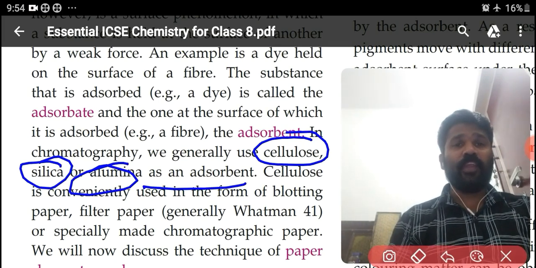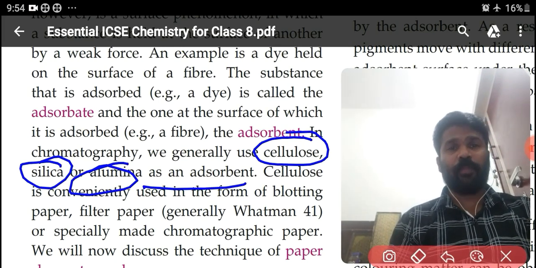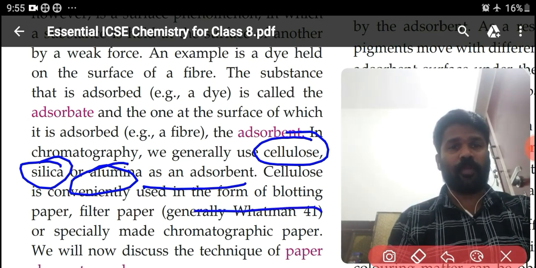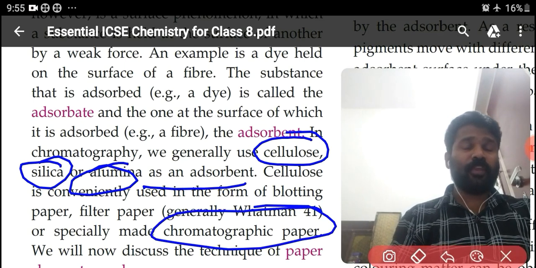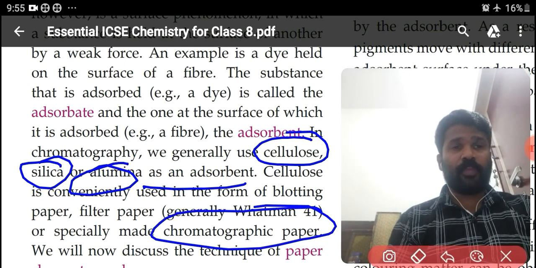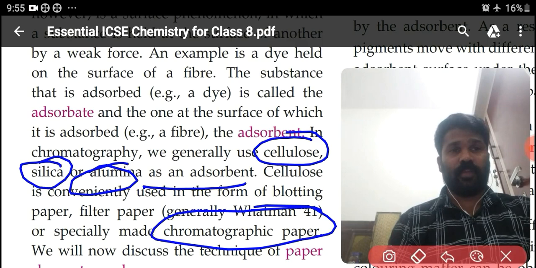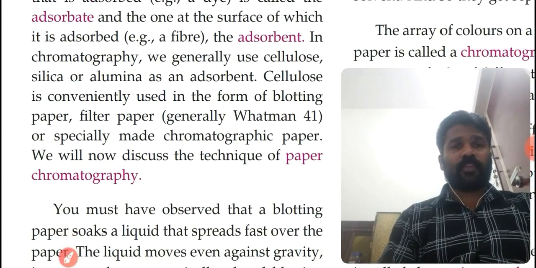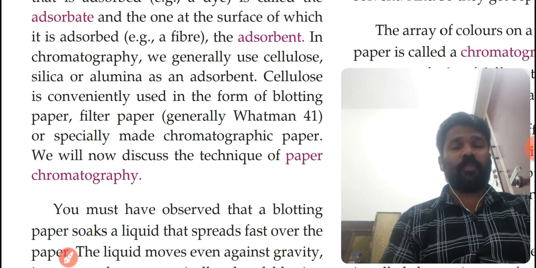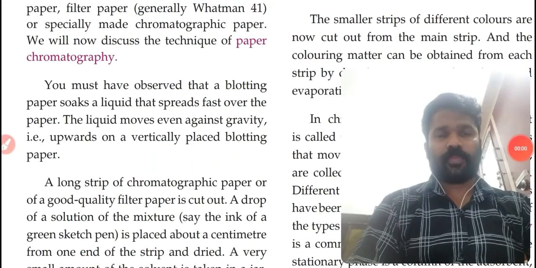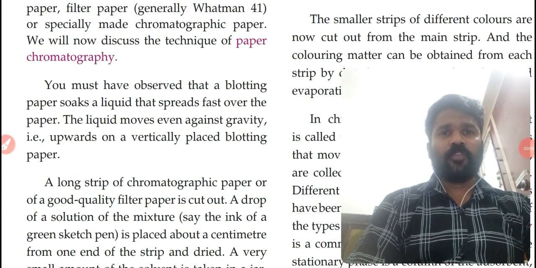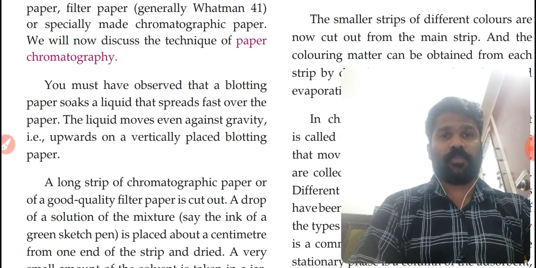Cellulose is conveniently used in the form of blotting paper, filter paper or specially made chromatographic paper. Chromatographic paper means paper made for the chromatography method. Now we will discuss the technique of paper chromatography. You must have observed that a blotting paper soaks a liquid that spreads fast over the paper.